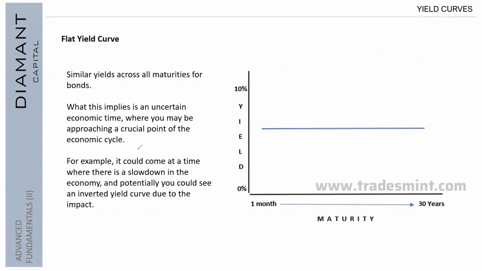Now, for example, it could come to a time where there is a slowdown in the economy, and potentially you can see an inverted yield curve due to the impact. So just in reference to that again, the flat yield curve: this is where the normal yield curve would occur because the economy is growing. Eventually, you're going to get to a flat yield curve before the inverted. Then if the flat yield curve continues and the market is responding in that way, you're going to get inverted, which signifies that you're going to be going into recession.